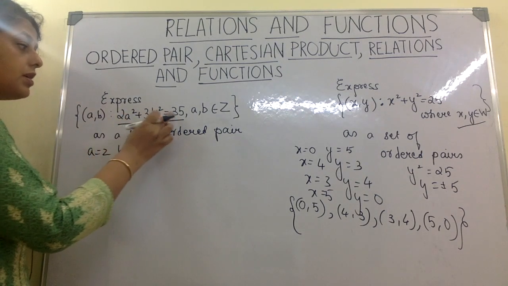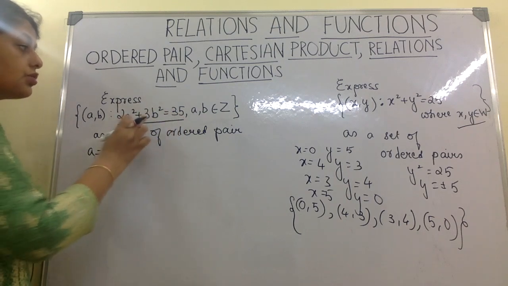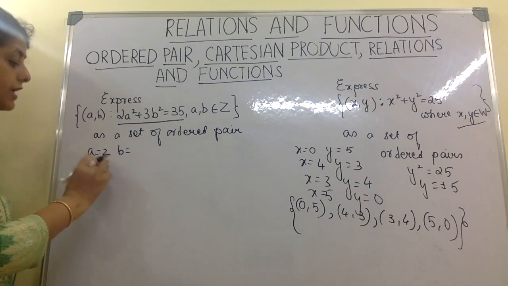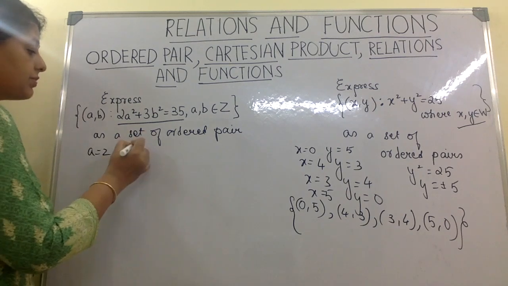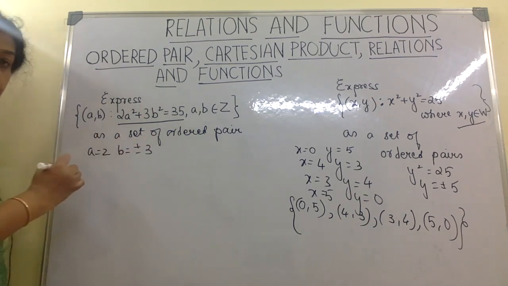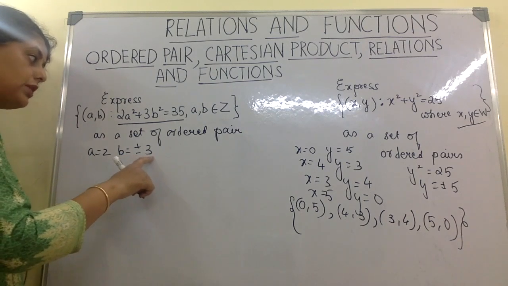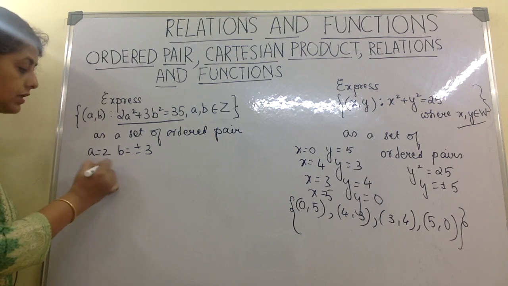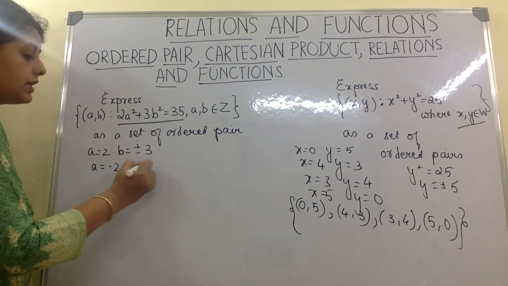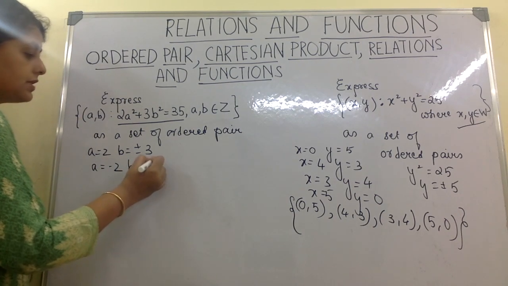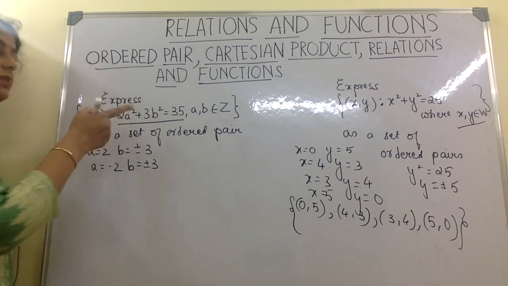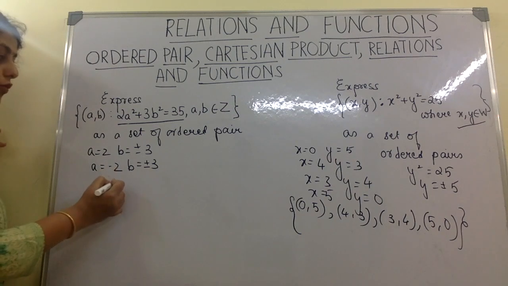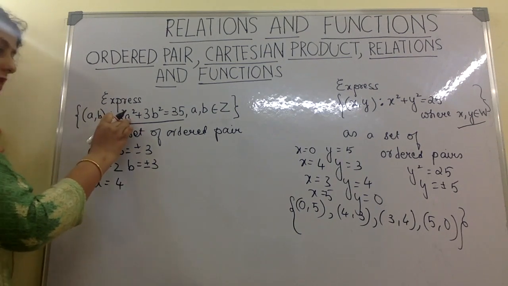27 divided by 3, we get a 9. So if A is 2, B can be plus minus 3. We can take both the values here. If A is minus 2, then also B can be plus and minus 3, because minus becomes plus because of the square. If A is 4, let's take 4, then it is 16.